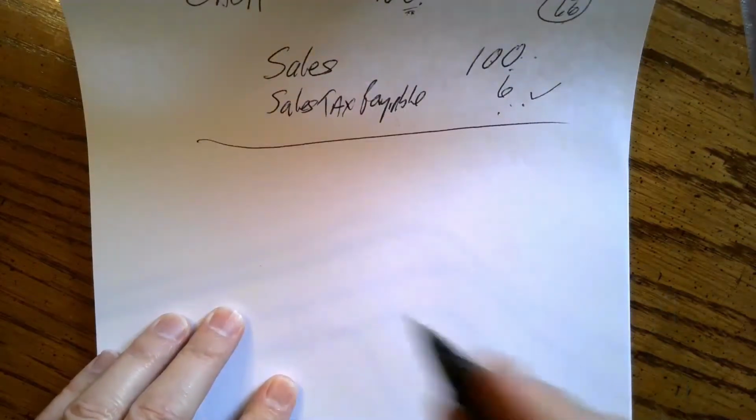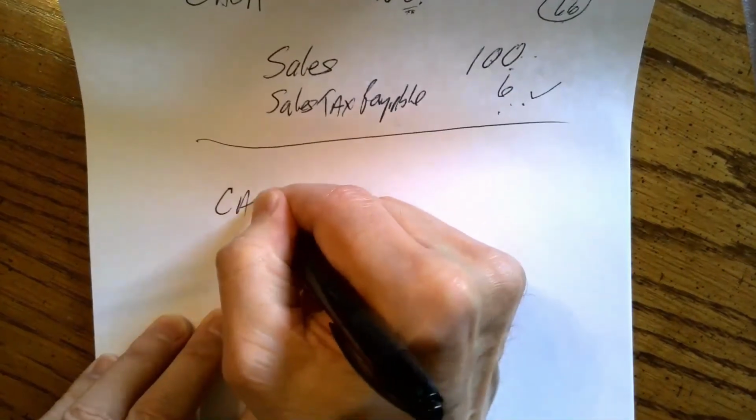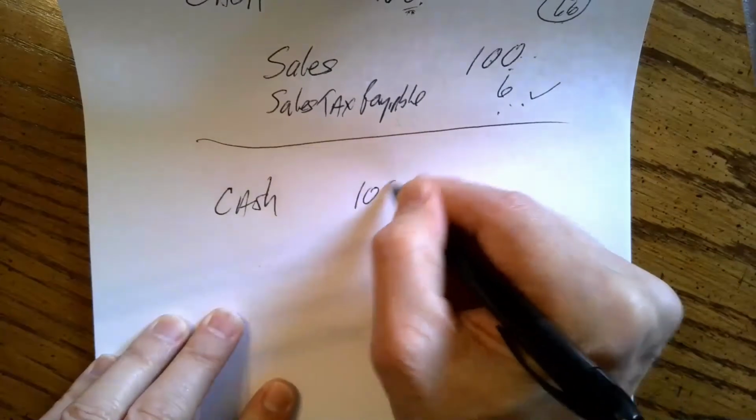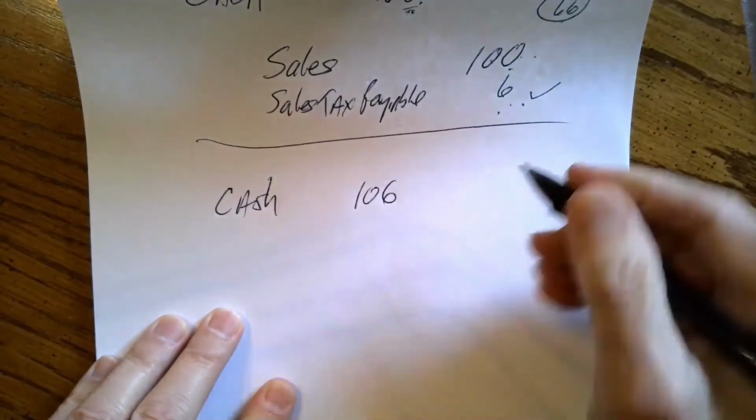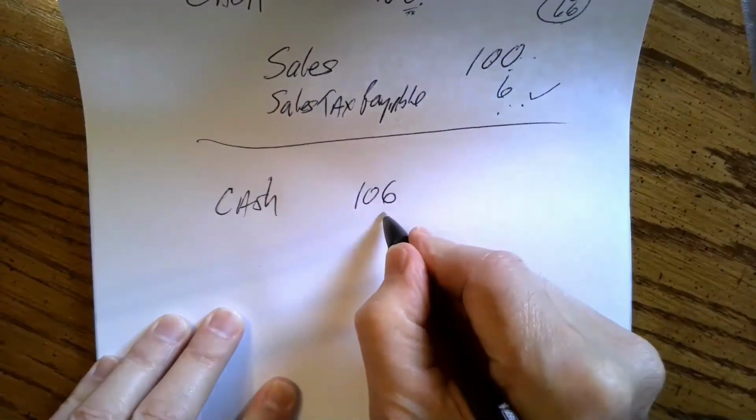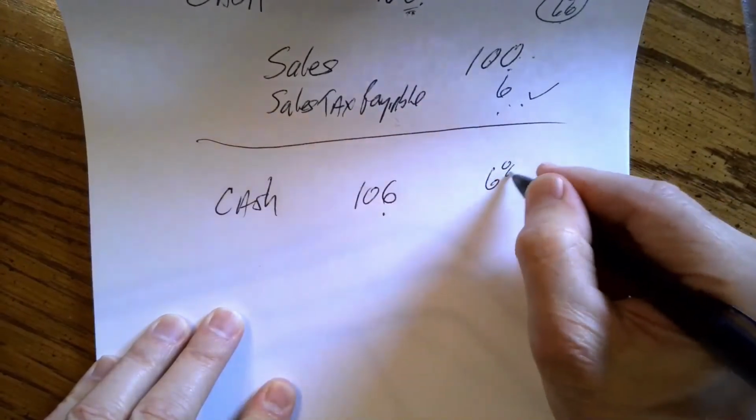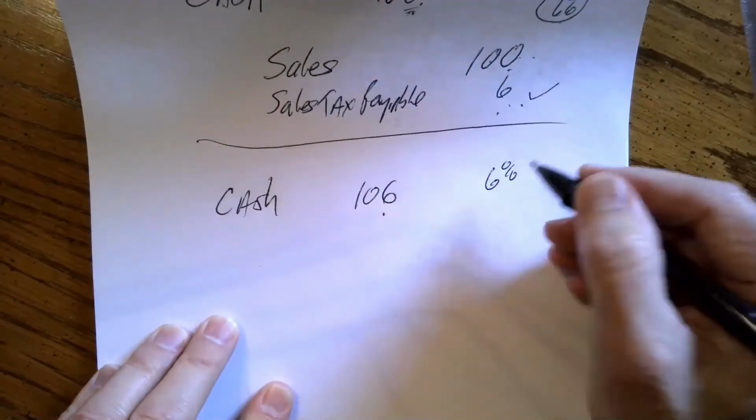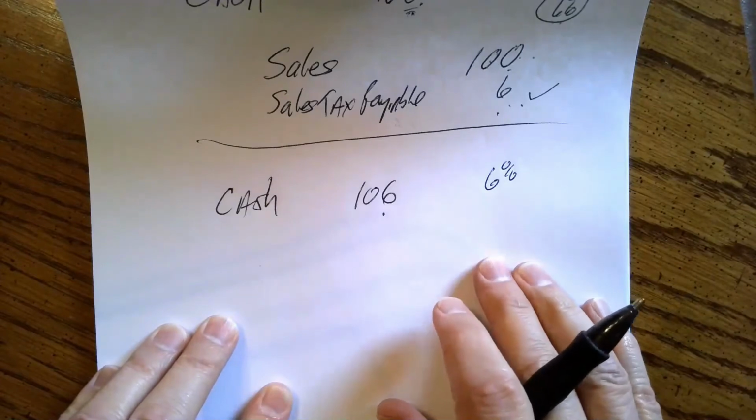Different wording of the problem. They may tell you that the business collected $106 of total cash from the customer, of which 6% is sales tax. Record the rest of the entry.